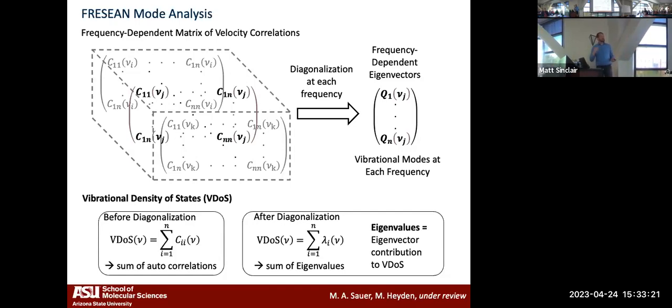Mathematically, the key piece of information is that before your diagonalization, the sum of the diagonal terms was the description of your vibration in terms of states. Now, any orthogonal transformation doesn't change that. So-called unitary transformations don't change the so-called trace of your matrix. So before, the diagonal terms described the vibrational spectrum; after the diagonalization, you have a diagonal matrix, so you now have eigenvalues, and the sum of the eigenvalues describes exactly the same thing. And that gives the eigenvalues meaning. It means that at every frequency, the eigenvalues tell you the contributions of each of the corresponding eigenvectors to the vibrational spectrum of your system.